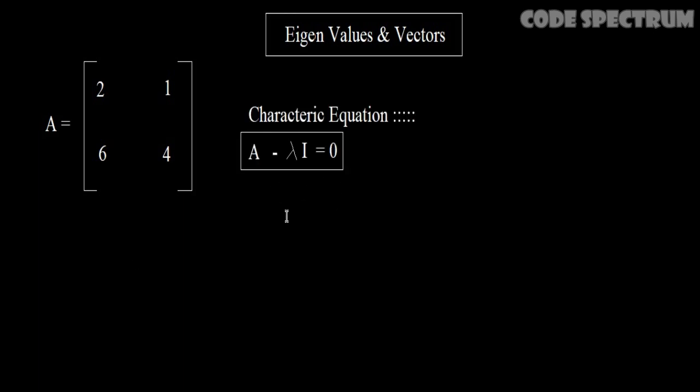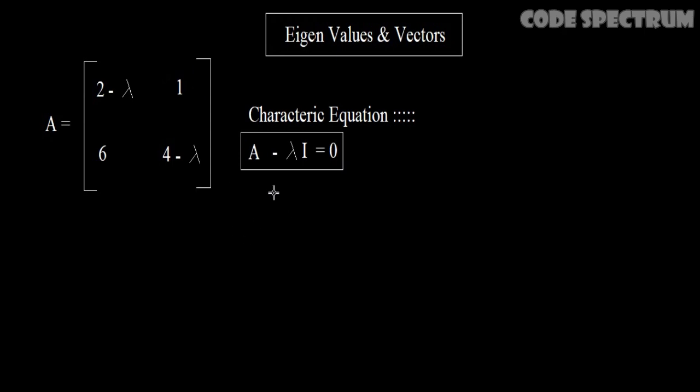Now consider a matrix of order 2 cross 2 having 4 elements, 2, 1, 6, 4. Now let us figure out the eigenvalues and vectors of this matrix A. In order to find the eigenvalues and vectors, you need to know how to write the characteristic equation for this matrix A. The characteristic equation is given by this equation, which states that you need to add minus lambda to the diagonal elements of this matrix A, like this.